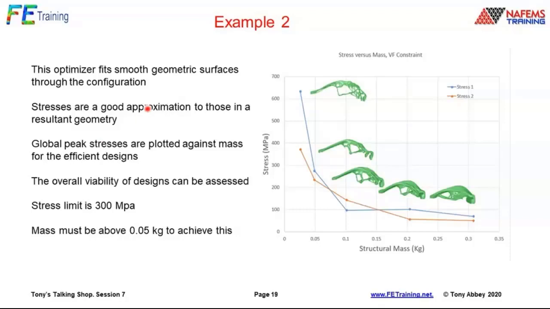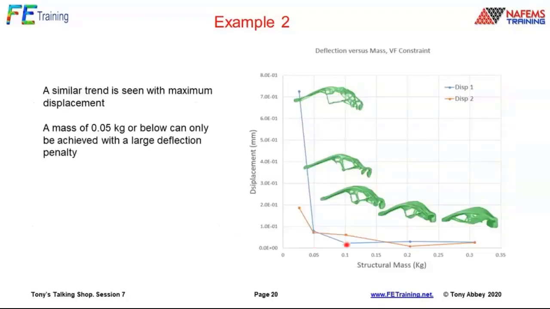Now, this optimizer actually fits smooth geometric surfaces through the configuration that evolves. So the stresses are a very good approximation to those which will be present in the resultant geometry. Again, the two curves are basically the two load cases. So you can see that the lateral load case, the torsion, is dominating. And again, the stresses are doing okay until we get to this point in here, and so the stresses are too high. We see a similar trend for displacement, and this is very useful. We can see that, okay, these are viable. Now we rapidly go into non-viable areas.